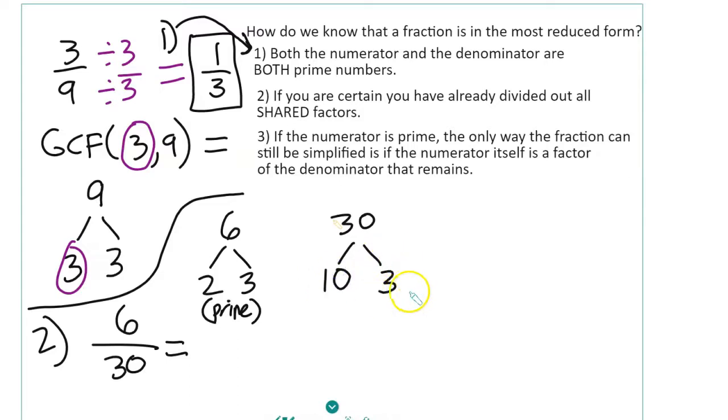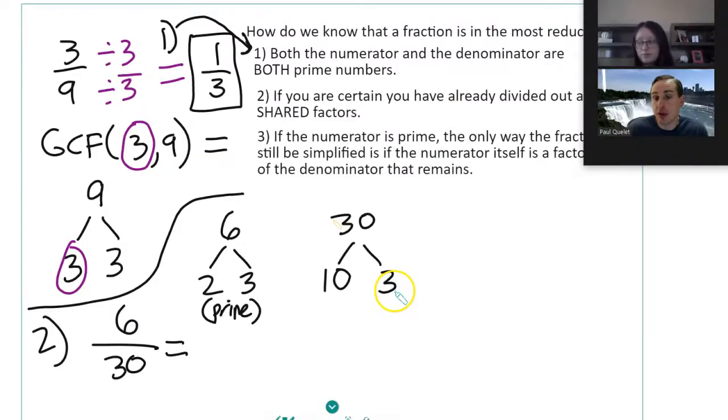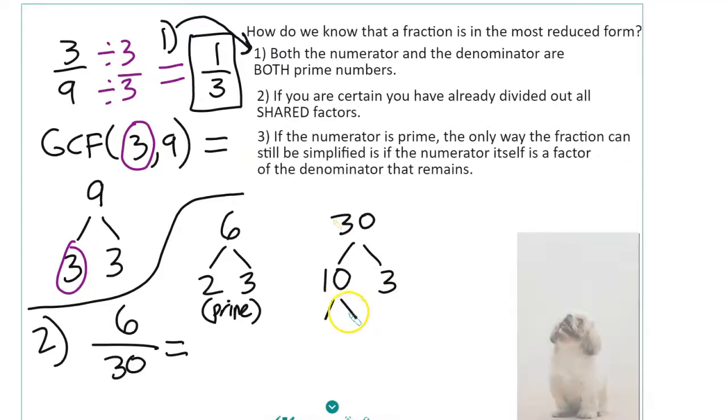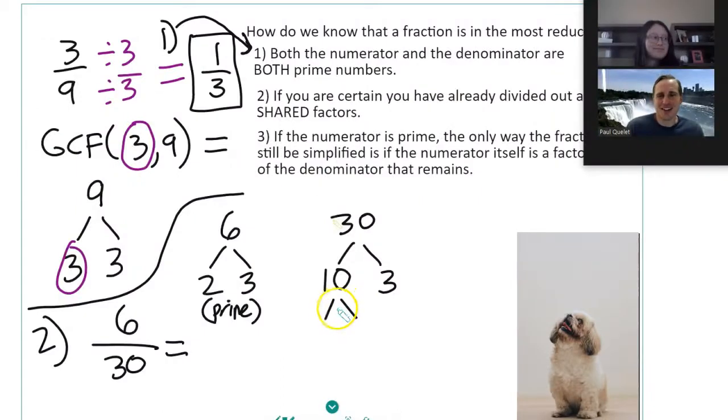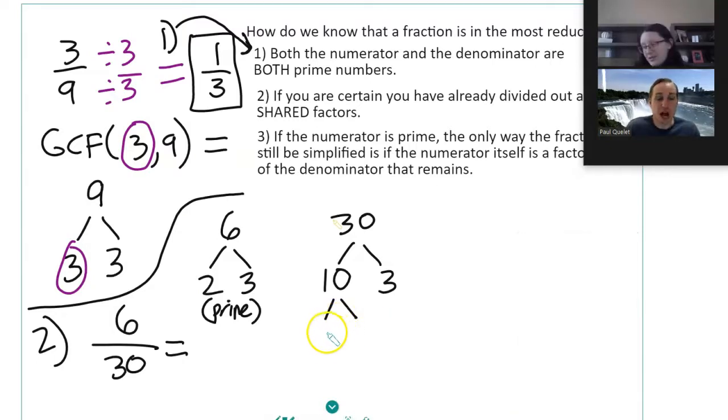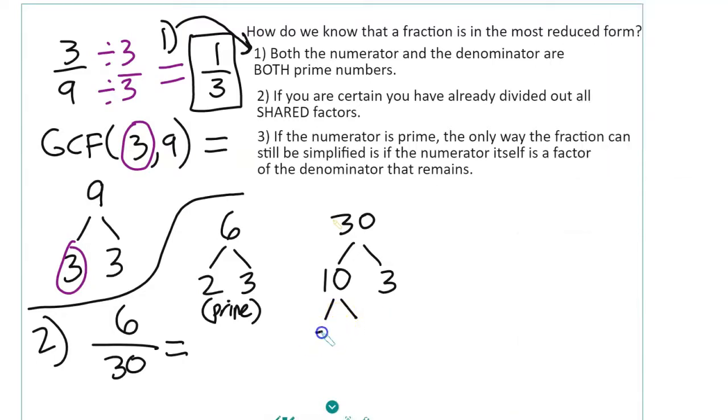Now, let's look at the 3 branch. Is the 3 branch done? Yes. It is done because it's prime. So we'll just stop on that branch. But how about the 10? Is it done? It is not. Because 10 is what times what? 5 and 2. So let's do 5.